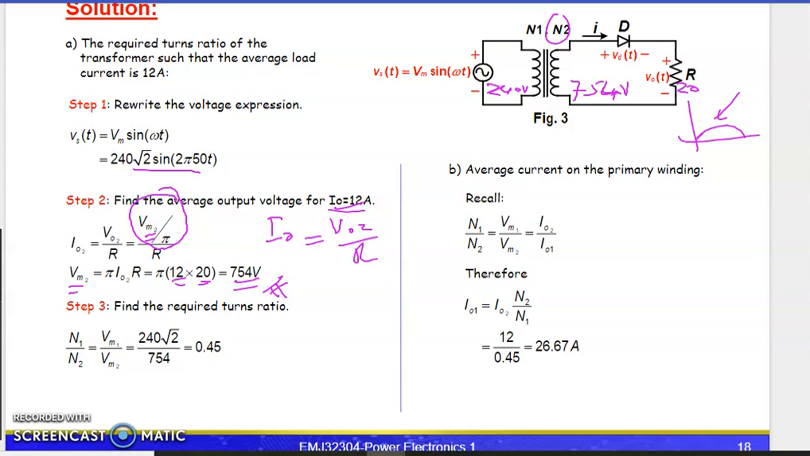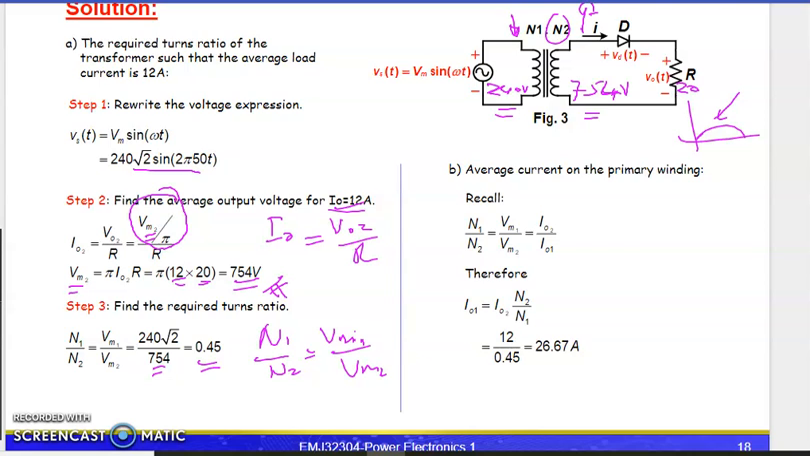What about the turn ratio? From 240 volt to 754 volt, how much is the turn ratio? So we can see here, N1 divided by N2 is equal to Vm1 divided by Vm2. Because the higher the turn ratio, the higher the voltage that will be generated. So N2 should be higher compared to N1. We are stepping up, so Vm2 should be higher compared to Vm1. So if it is 1 over 2, the number should be lower than 1. So we have here 240 root 2 divided by the voltage we generate at the secondary side. So the turn ratio is 0.45.